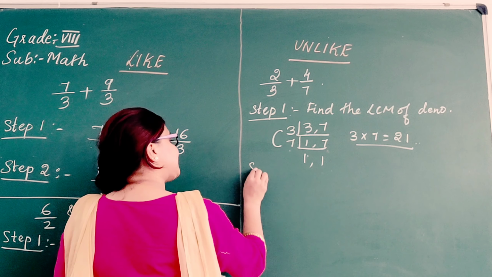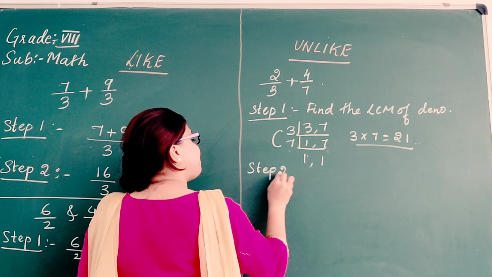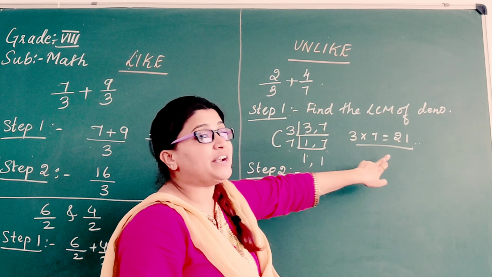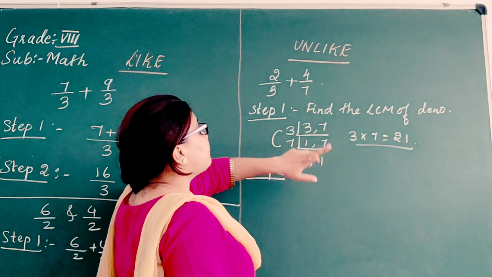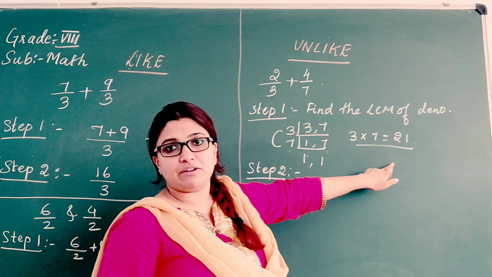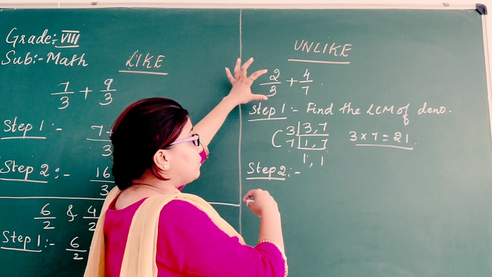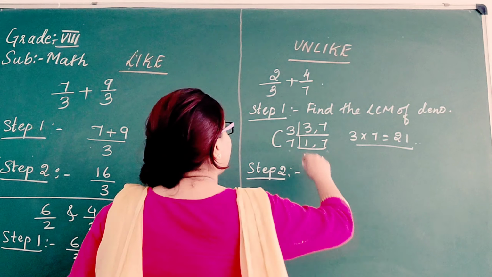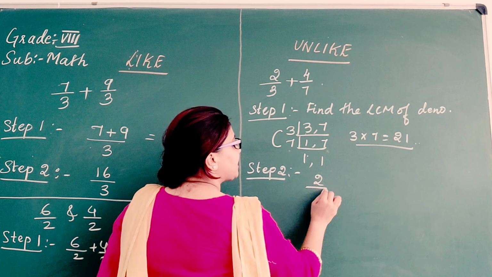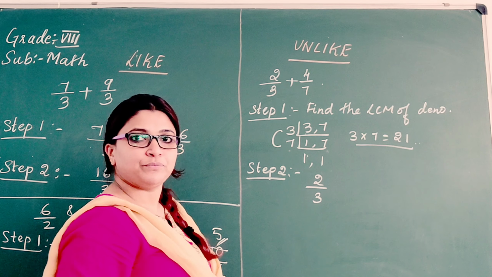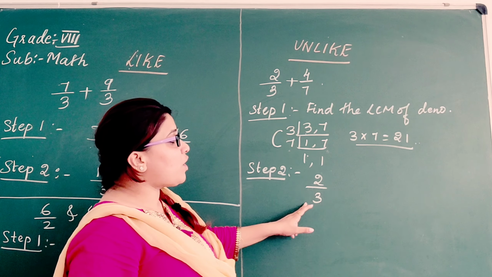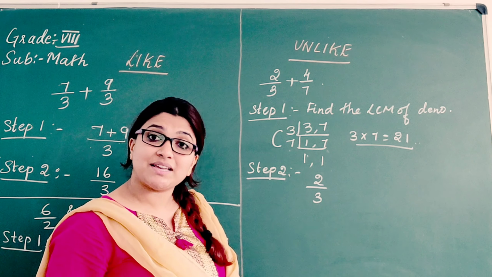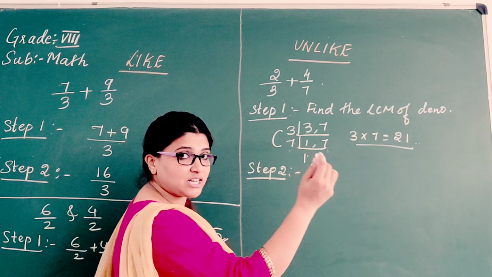Right? So next step, after finding the LCM, step 2: you have to make the denominator 3 as 21 and the denominator 7 as 21, so that both the fractions will have the same denominator. Now what do I do? First I consider the first fraction, 2 by 3. Now I have to make my denominator the same. So 3 what's are 21? 3 sevens are 21.